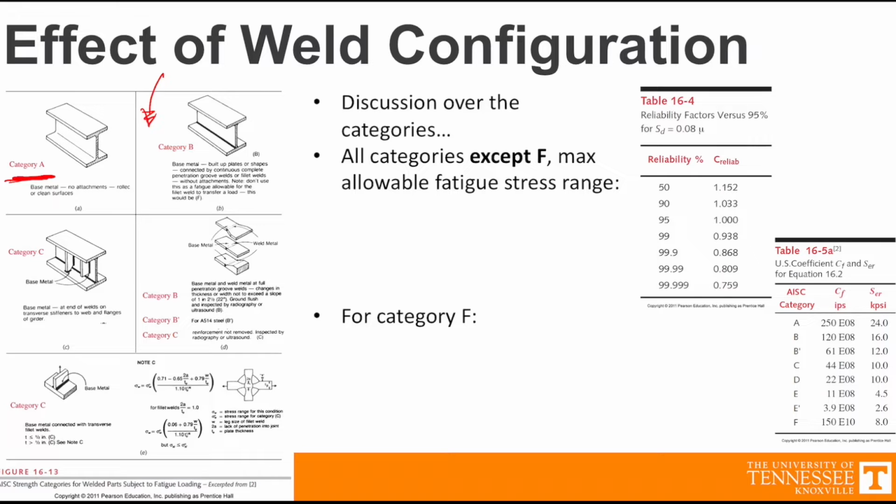Category F is different in that it is the pure weld material. Like category A, where we have just the pure base metal, category F is the exact opposite in that it is just the weld metal.